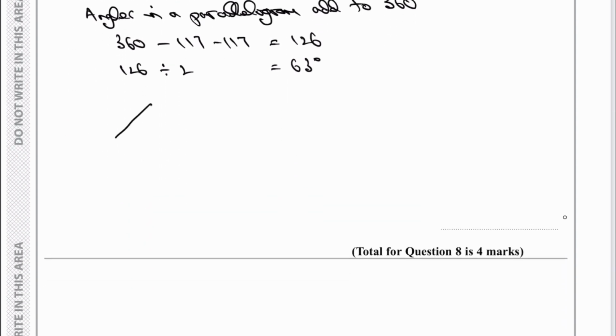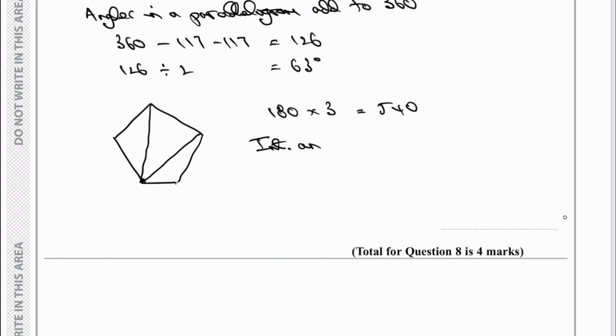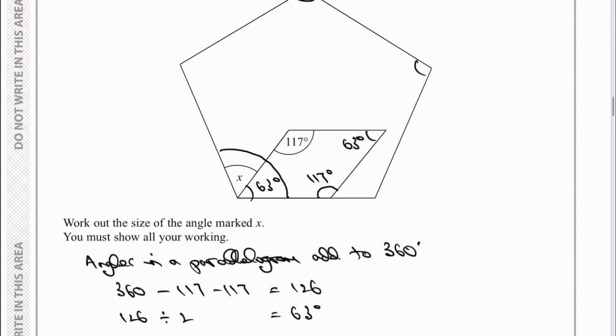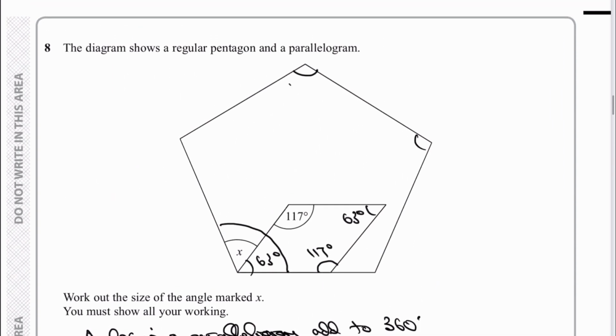Just as an aside, I could do a little sketch here, and if I pick one of the corners, what it's telling me is that I can break up the pentagon into 3 triangles. So I've got 180 multiplied by 3, which gives me 540. Now I know there's 5 angles altogether, therefore the interior angles are going to equal 540 divided by 5, which gives me 108. So each of the interior angles of this pentagon is 108 degrees.